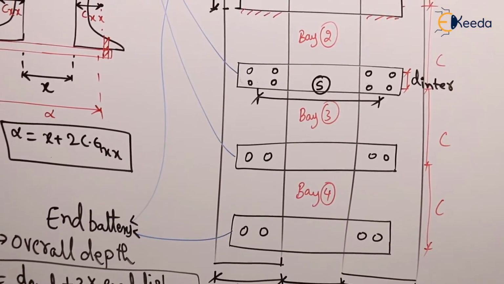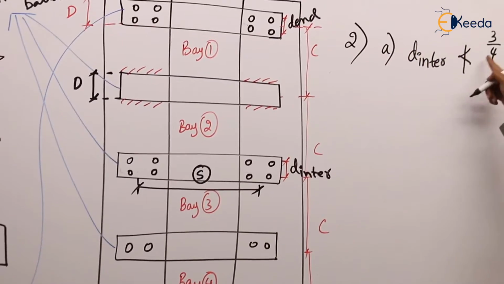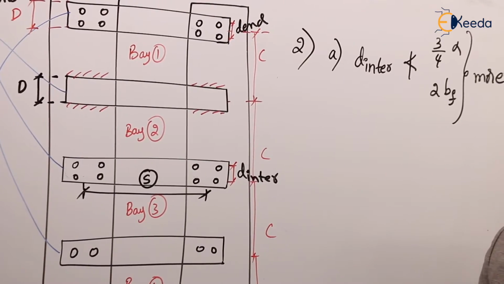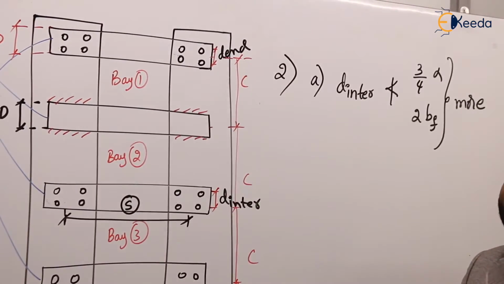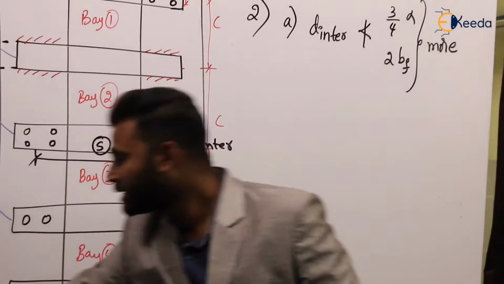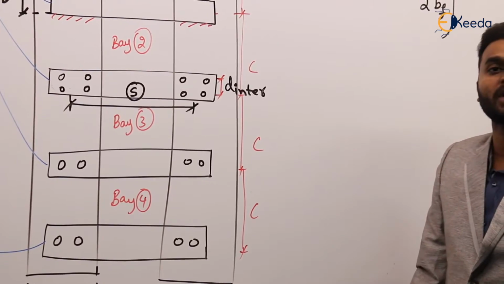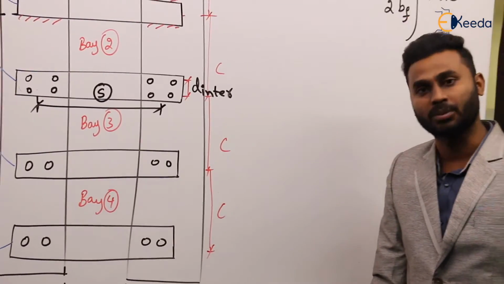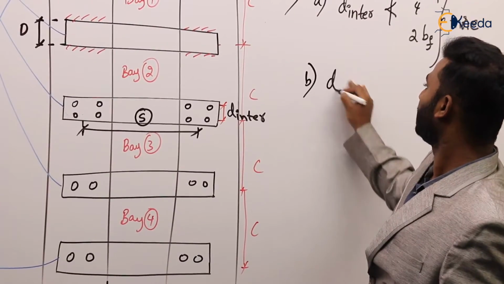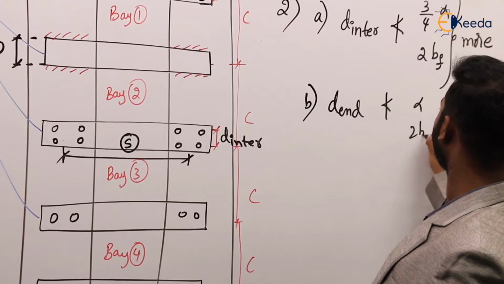So the D inter should not be less than these two. It means out of these two, whichever is more, that we have to take as the depth of the intermediate batten. After getting the effective depth of the intermediate batten, to get the overall depth, what to do? We have to add 2 times the end distance. Then we are going to get the overall depth. Agree?